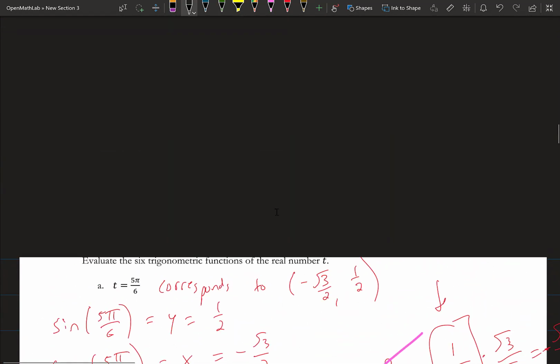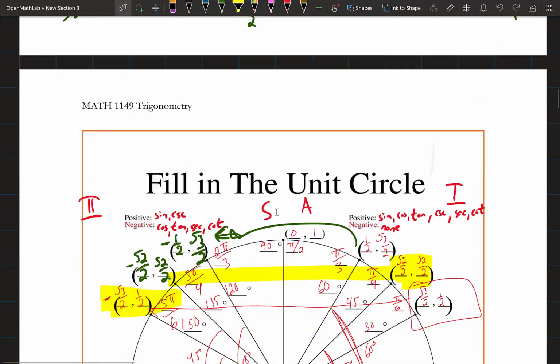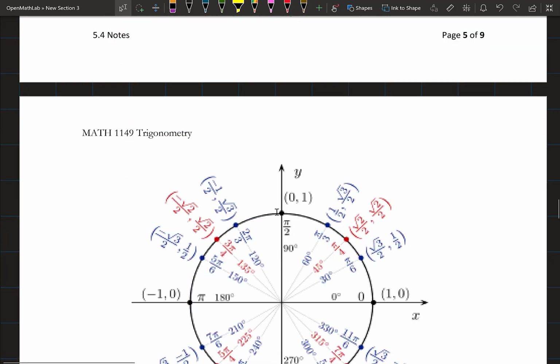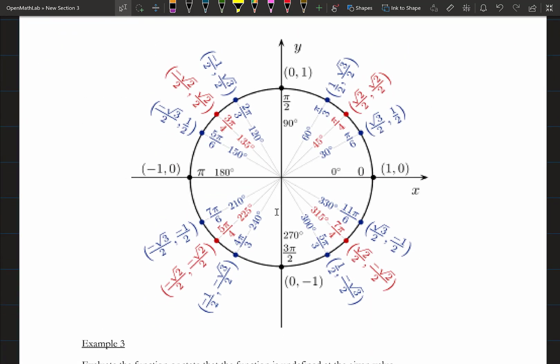If I go back up here to my diagram of the unit circle, I've got it written all over. I think I have another one here that's cleaner. When is the x coordinate equal to 0? Well, that's going to be at this point here and this point here. So this is at pi over 2, and this is at 3 pi over 2. But then I could go around again, and this would be 5 pi over 2, and then this would be 7 pi over 2.